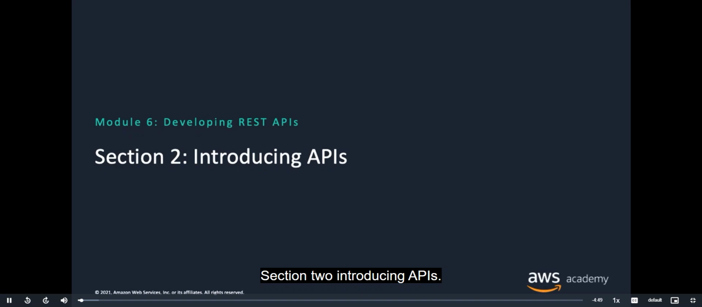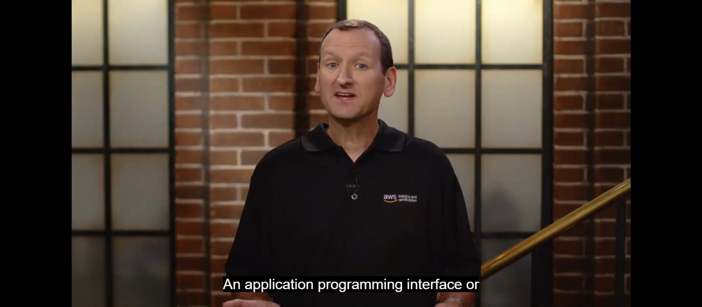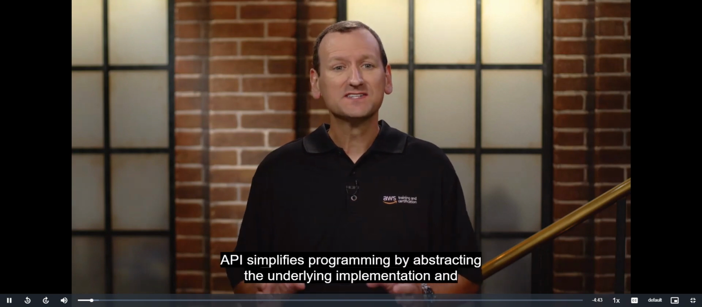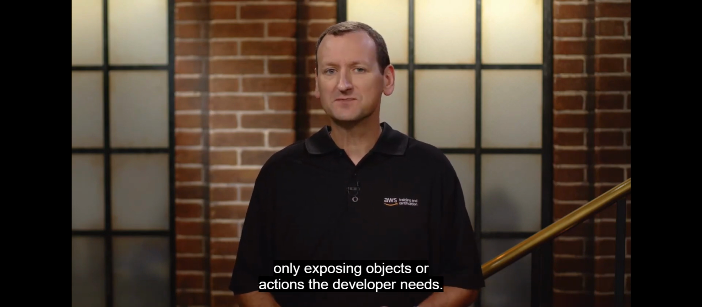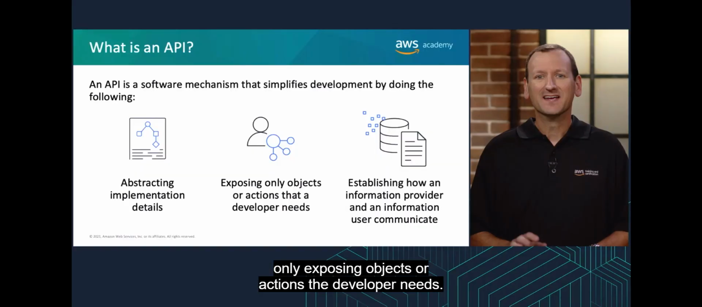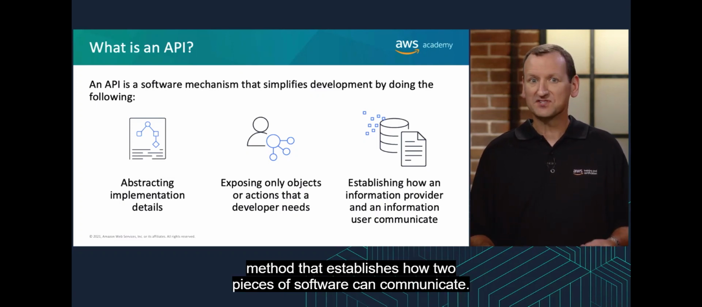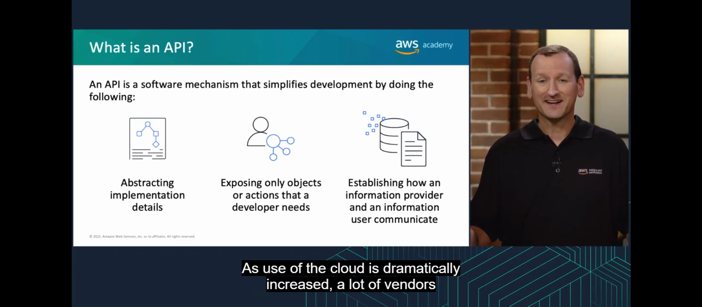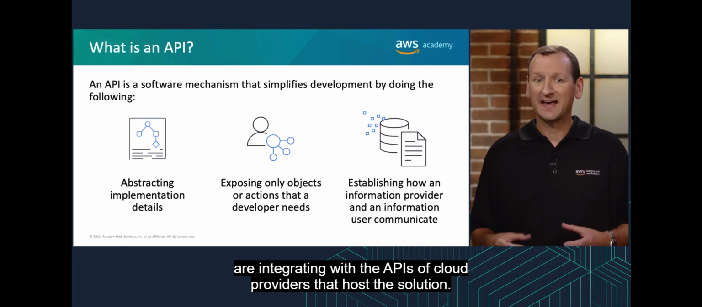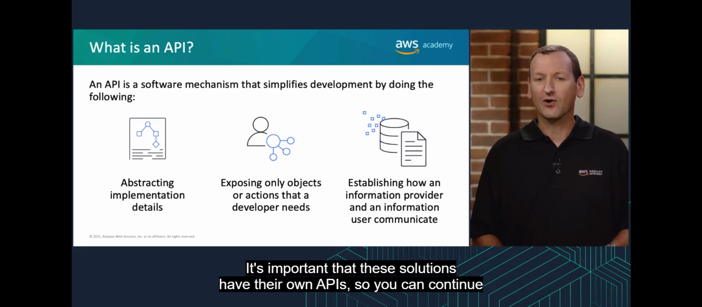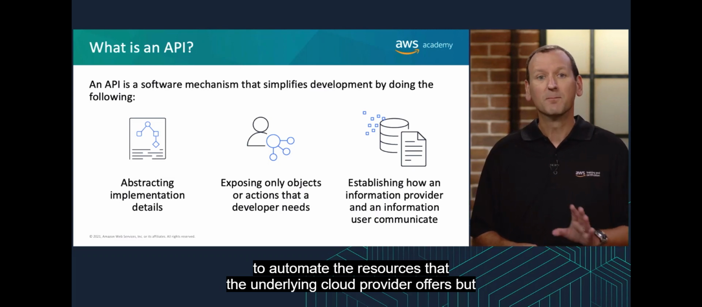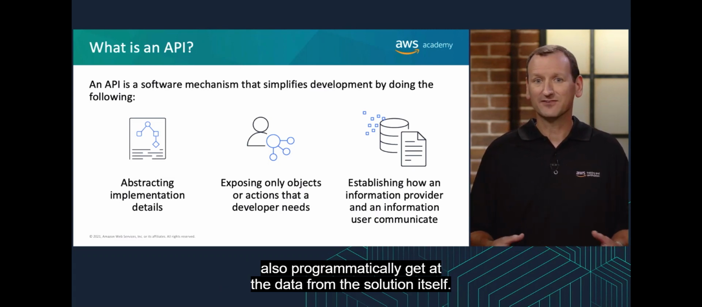Section 2, Introducing APIs. An application programming interface, or API, simplifies programming by abstracting the underlying implementation and only exposing objects or actions the developer needs. It is an interface or method that establishes how two pieces of software can communicate. As use of the cloud has dramatically increased, a lot of vendors are integrating with the APIs of cloud providers that host the solution. It's important that these solutions have their own APIs so you can continue to automate the resources that the underlying cloud provider offers, but also programmatically get at the data from the solution itself.